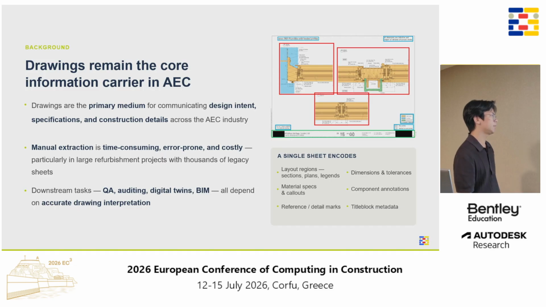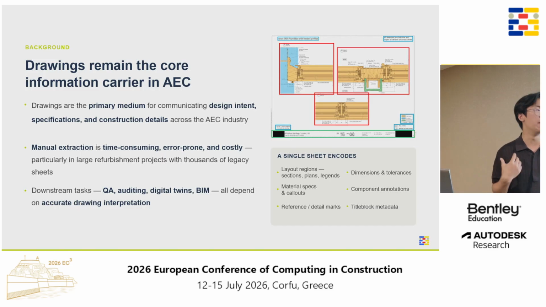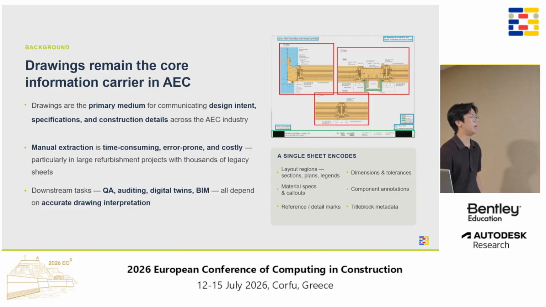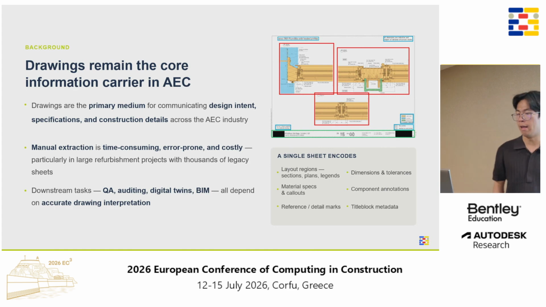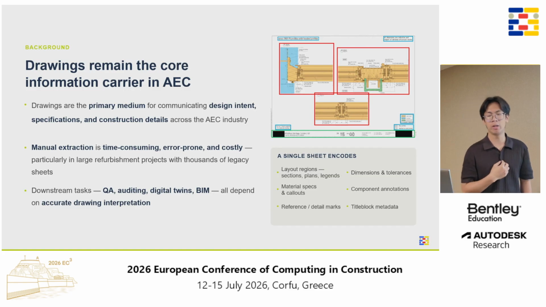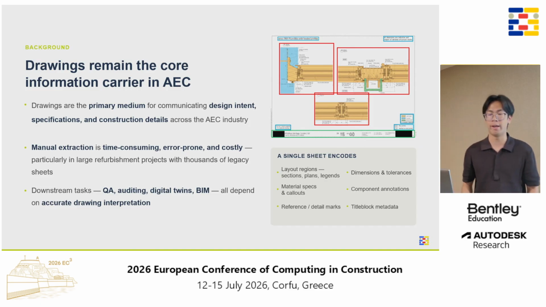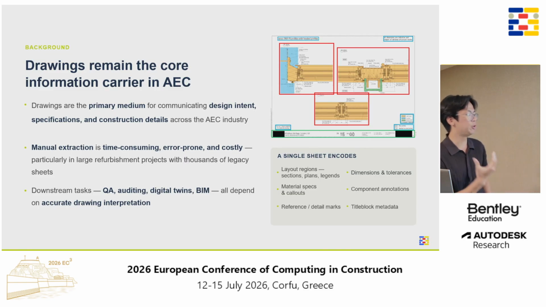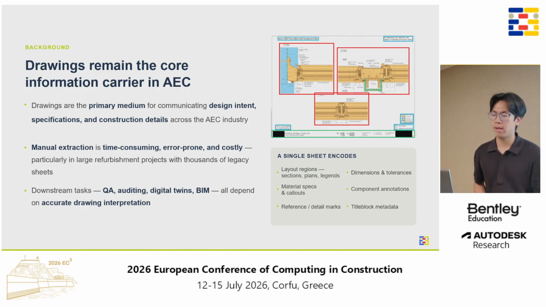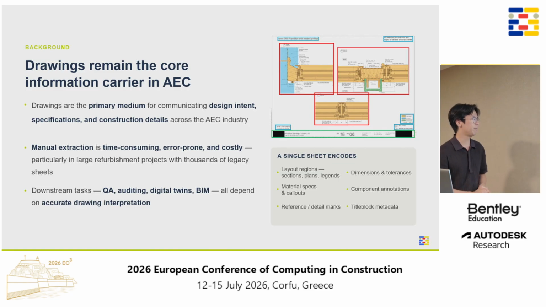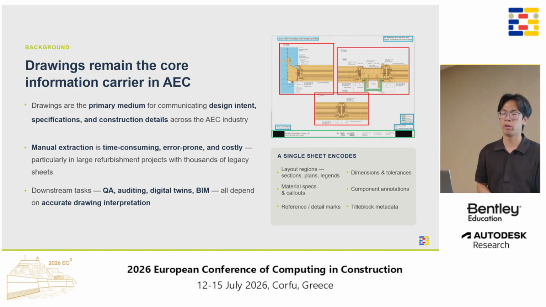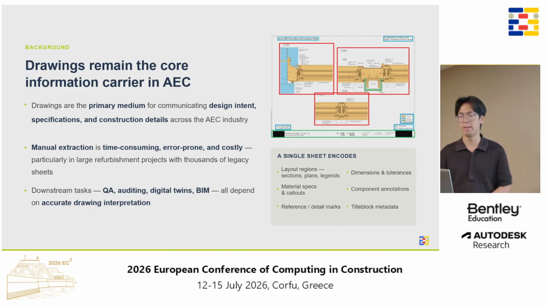And in all this process, manual information extraction is still the main approach, and it is very time-consuming and important. Particularly in Buro Happold, we need to deal with large-scale refurbishment projects where we always get drawings from the 60s, 70s from last century, and it is really hard because we need to do manual queries from tons of drawings. Also, drawing information detection is very critical for downstream tasks like quality assurance, auditing, and even digital twins and BIM models. They all depend on accurate drawing interpretation.